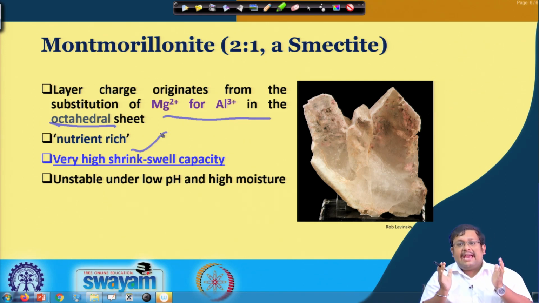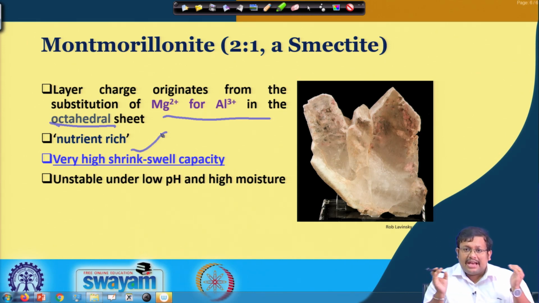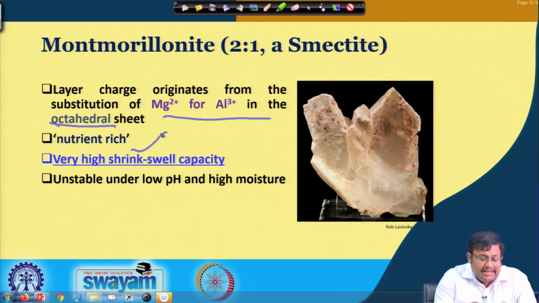That means this clay can shrink during dehydration, and if you rehydrate that soil, it will swell. So, this is one of the major properties of this type of clay mineral. It will shrink and swell. It is also very unstable under low pH and high moisture condition.